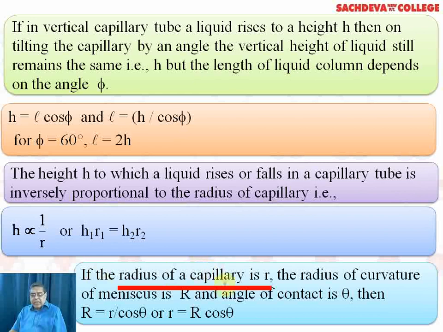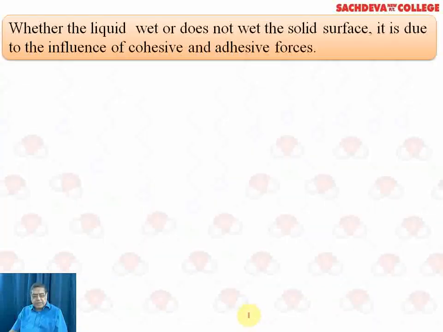If the radius of the capillary is r, the radius of curvature of the meniscus is R and the angle of contact is theta, then the radius of curvature of the meniscus, that is R, will be equal to r over cos theta, or r is equal to R into cos theta.